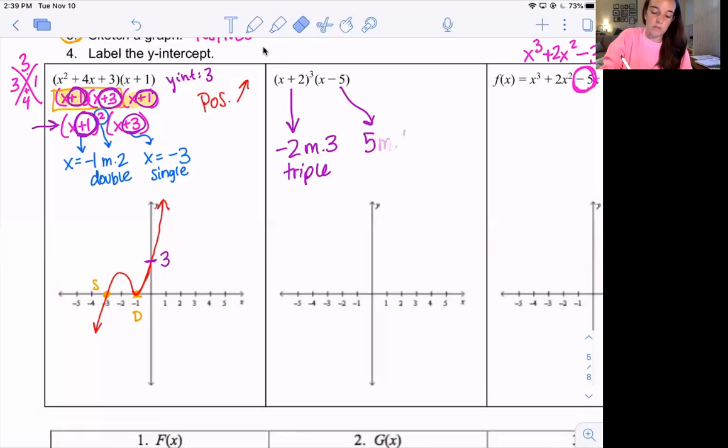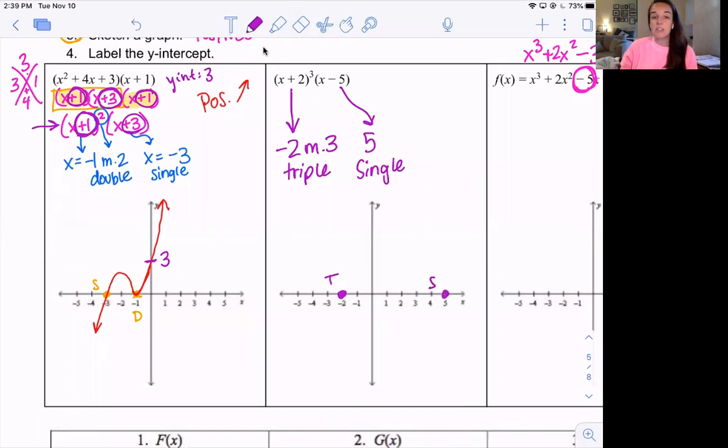Again, we don't need to write the multiplicity of 1 because it is assumed to be a single root for sure. So we have a triple root and a single root. I'm going to go ahead and graph them. At −2, I have a triple root, so I mark it with a T. At 5, I have a single root, so I mark that with an S.